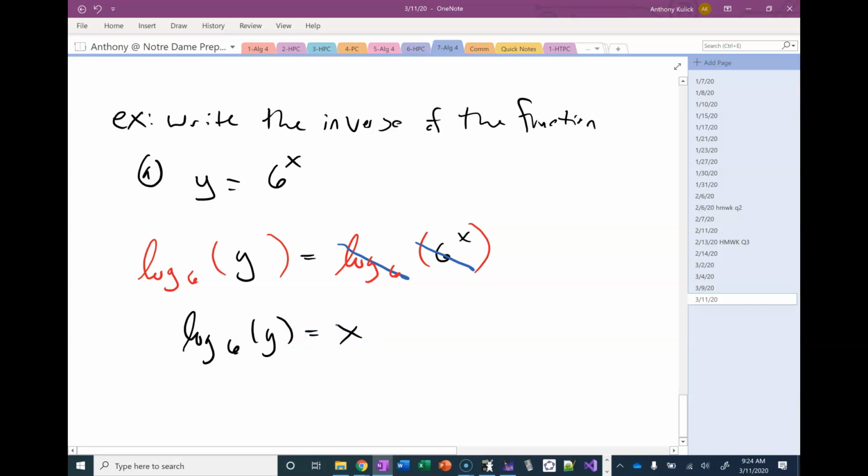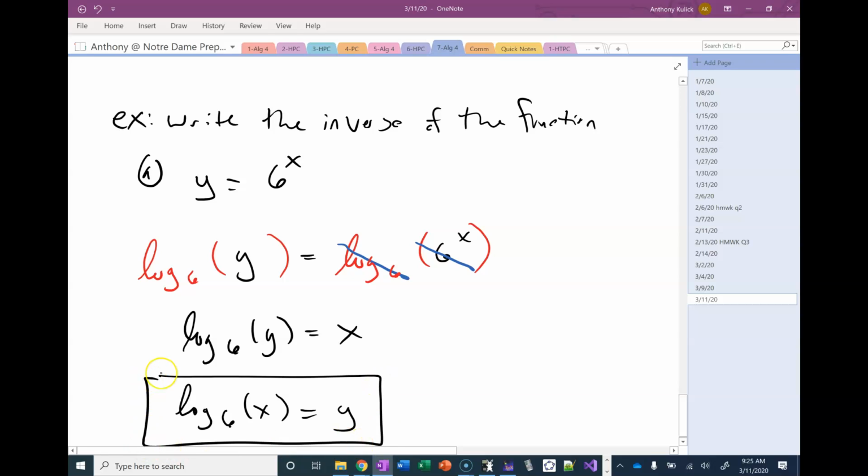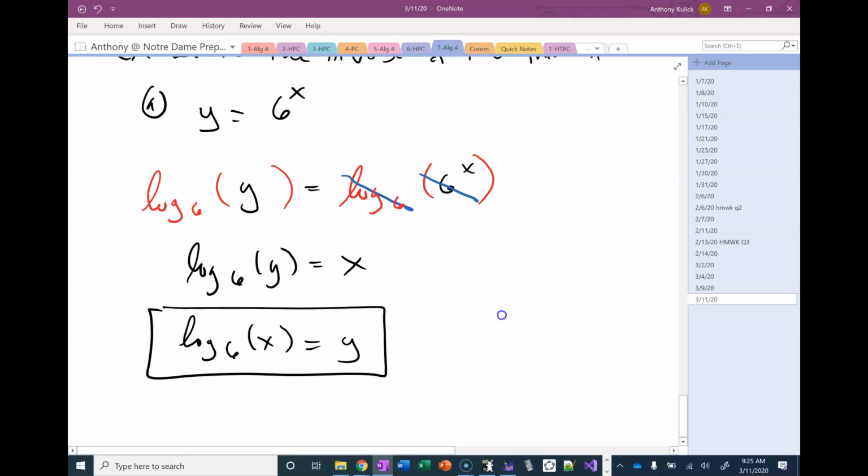And our x is all by itself, right? So my last step then would be to swap my x and y. And there's my inverse. Is everybody okay on that? Let's do another.